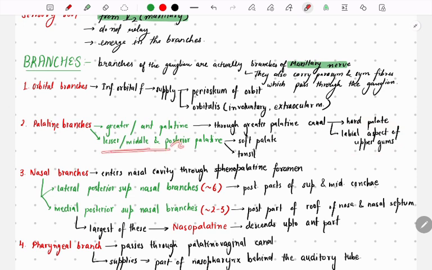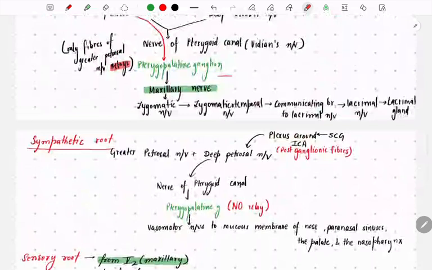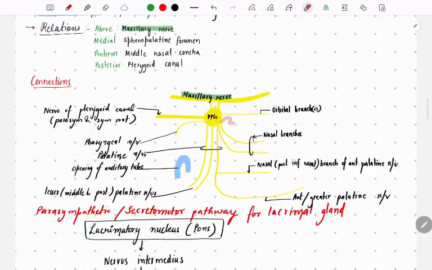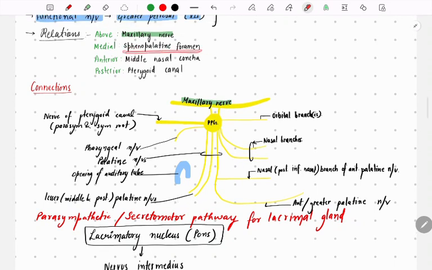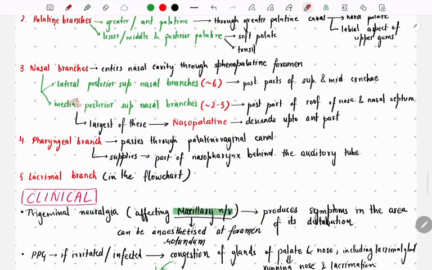So the lesser or middle and posterior palatine, there are 2 or 3 lesser palatine foramina also we see. They supply the soft palate and the tonsils. Then we have the nasal branches. They enter the nasal cavity through the sphenopalatine foramen. You see, on the medial aspect of this ganglion, we studied that we have the sphenopalatine foramen. Through this sphenopalatine foramen, the nasal branches go to the nasal cavity, and there are 2.